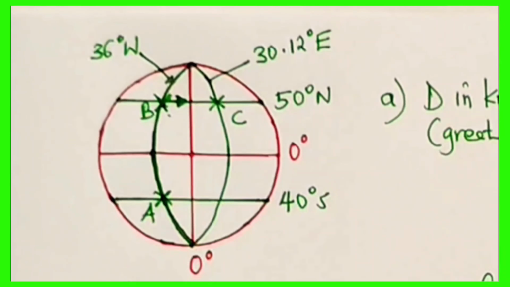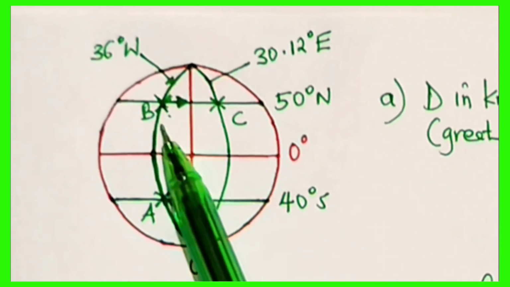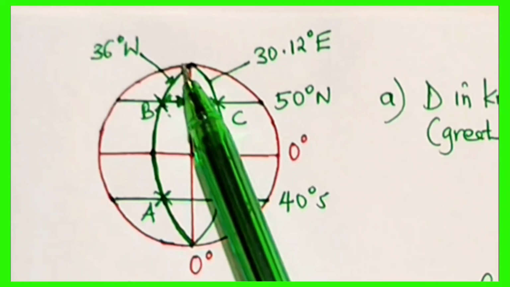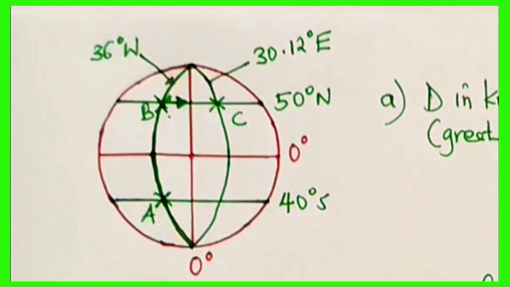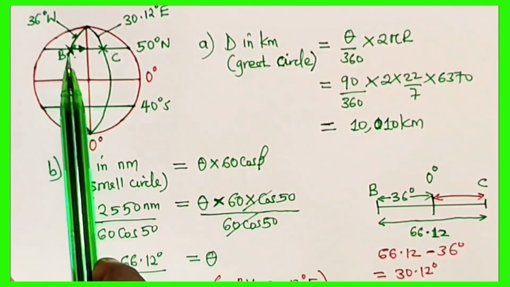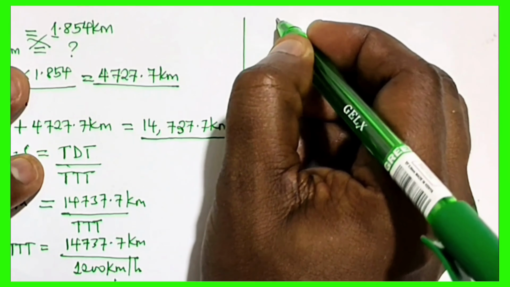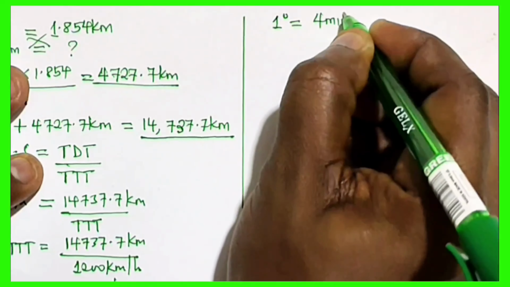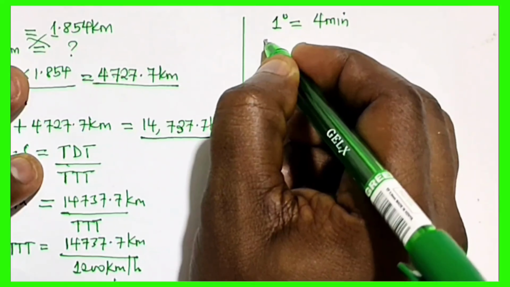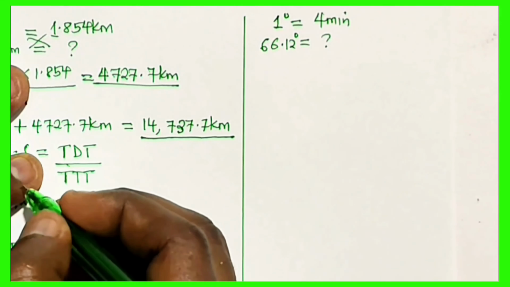And then we need to find the difference in time between the longitude of airport A and B and the longitude of airport C, now that we know the positioning. And the value of theta between B and C, we found it to be 66.12 degrees. If 1 degree will be equal to 4 minutes, what about theta? 66.12 degrees will be equal to how many minutes?